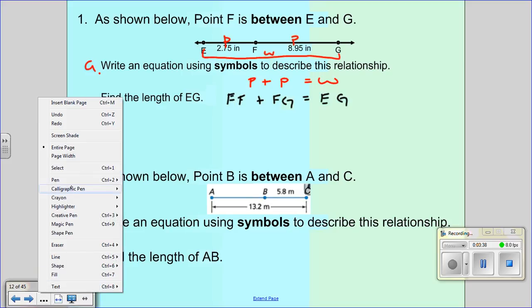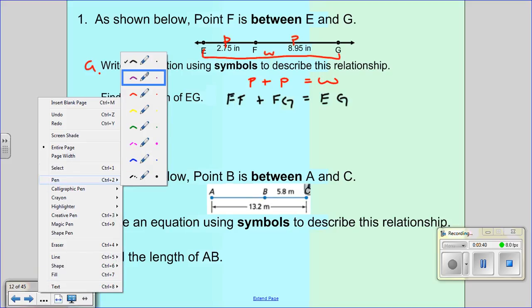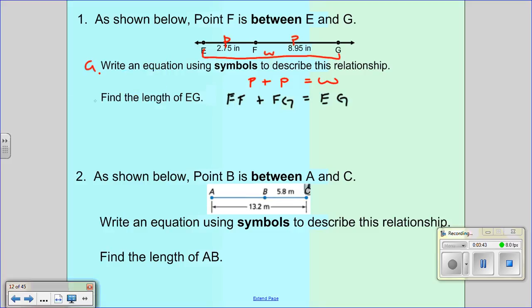The next thing it wants us to do is find the length of EG. Well, from the picture, it tells us that EF is 2.75, so let's write that directly beneath EF. It tells us FG is 8.95, and we're looking for EG, so bring EG down. And if you notice, you would simply just add the two segments together and you will know what EG would be. So if you plug this into the calculator, you should get 11.7 is equal to EG.